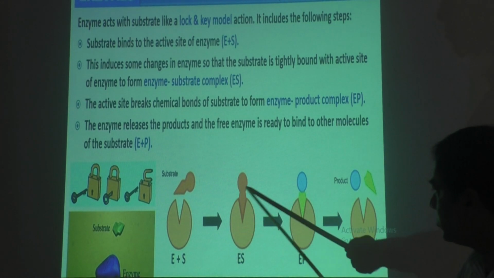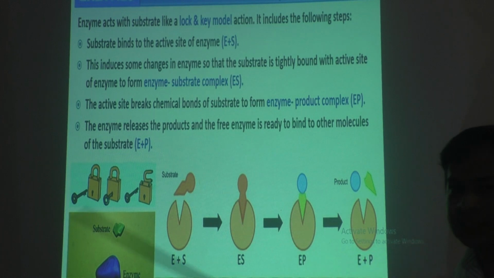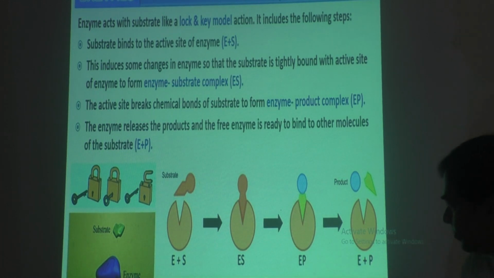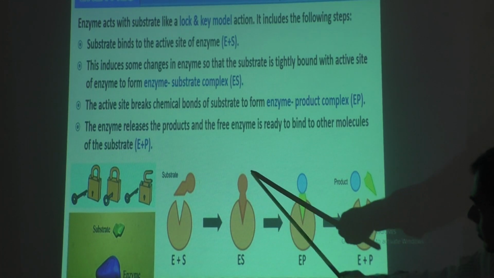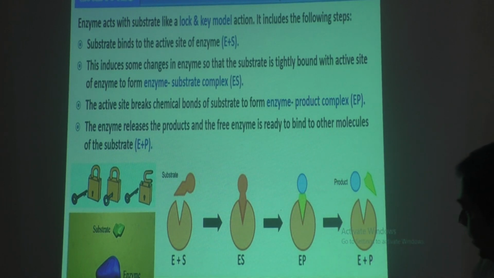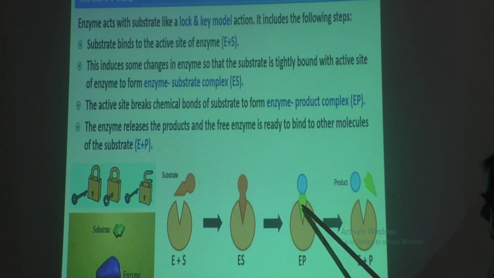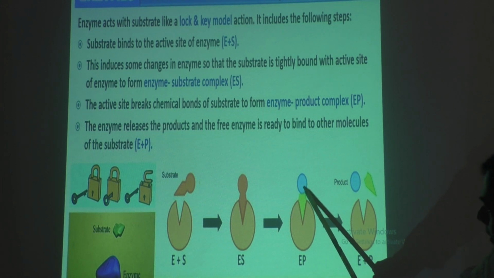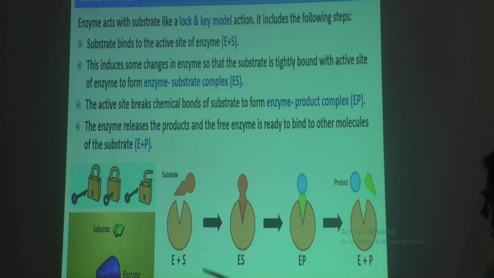Where the enzyme binds to the substrate, then enzyme action starts. This enzyme will start acting on the substrate. Then what it does, it produces a product. This blue color ball like structure, what is it? That is a product. Then what happened? Product is separated and enzyme is separated.